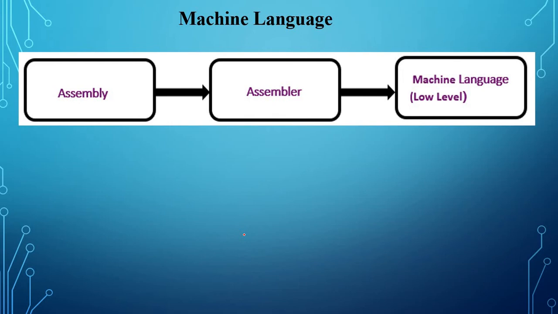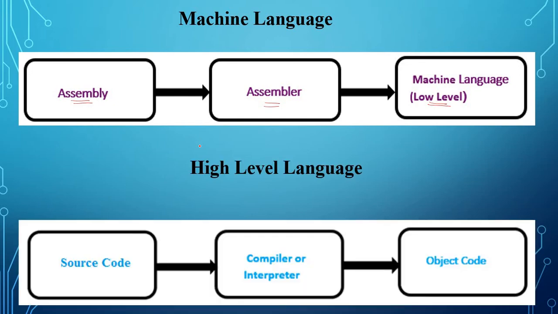The first one is machine language diagram. Here, it contains assembly, then assembler, then machine language, that is low level language, three blocks. The first one is assembly, the second one is assembler, and third one is low level machine language. The main difference between machine language and assembly language: machine language is only understood by the computers, whereas assembly language is understood by human beings, not by the computers.